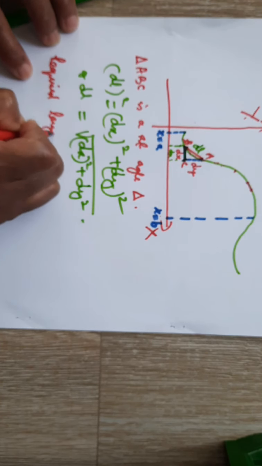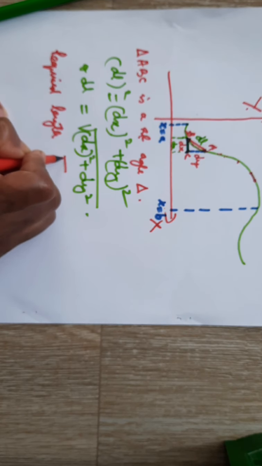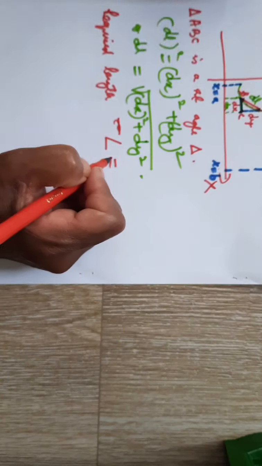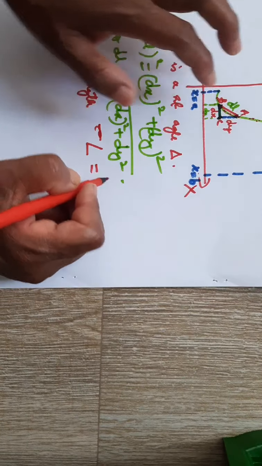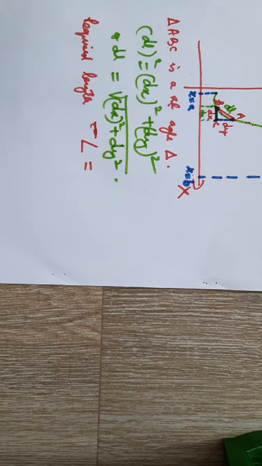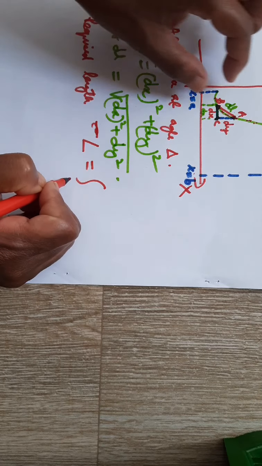Required length will be denoted by L. This will be equal to, since in the definite integral the summation sign is same as the integral sign, you have done it in class 12. So here the required length will be an integral.